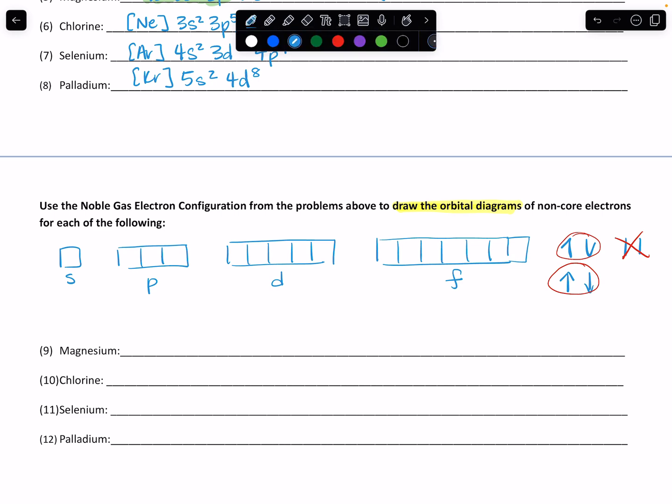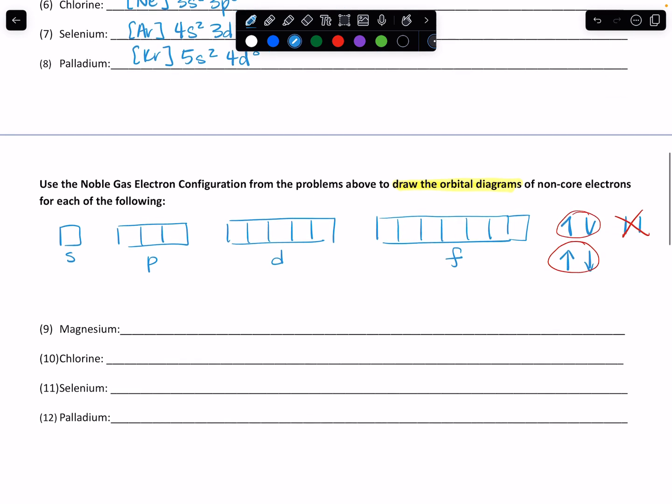Now let's start with magnesium. I'm going to write its electron configuration. So this is neon 3s2. So neon, 1 box, this is my 3s, and I have 2 electrons in it, up and down. So this would be the orbital diagram for the outermost orbitals for magnesium.